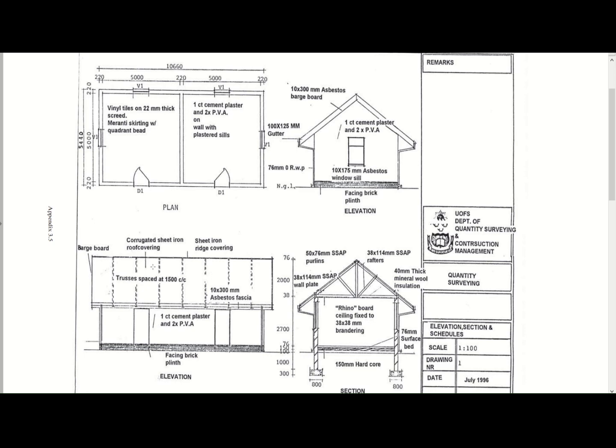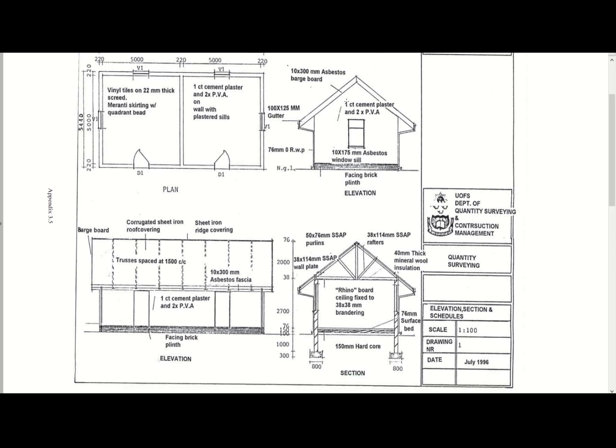So it's a corrugated sheet iron roof cover. Here they still speak about asbestos board, barge board. But it's still just normal barge boards. And then still asbestos windowsills. These days you've got that precast perforated, or not perforated, but the concrete sills that you can buy in the store.